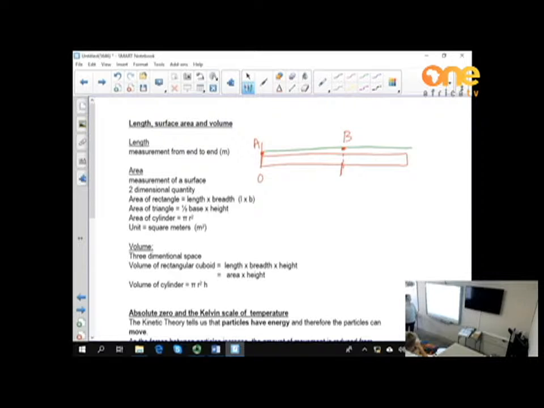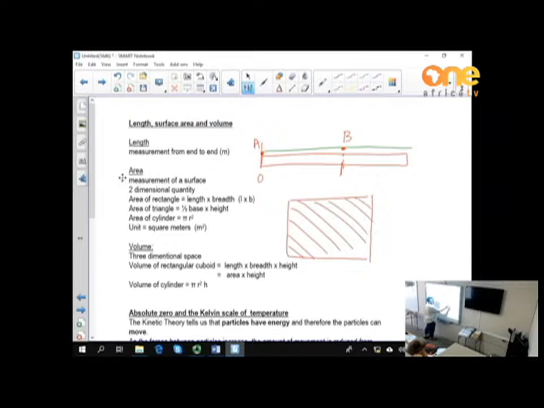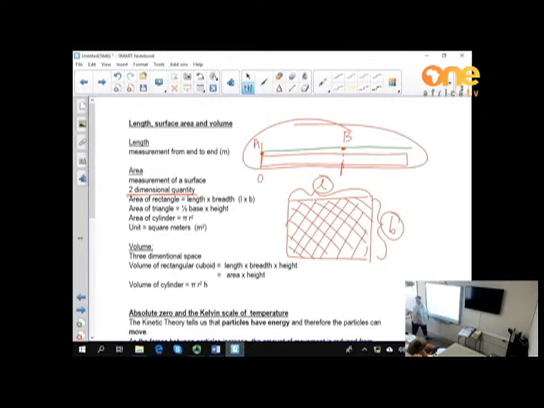To get area, we need a surface. Your desk has a surface area, and we can figure out the area by taking the length and multiplying it with the breadth, and that should give you the area of a square or a rectangle. Now, it's a two-dimensional quantity because we use two values, a length and a breadth. Length is a one-dimensional quantity because we take one measurement.